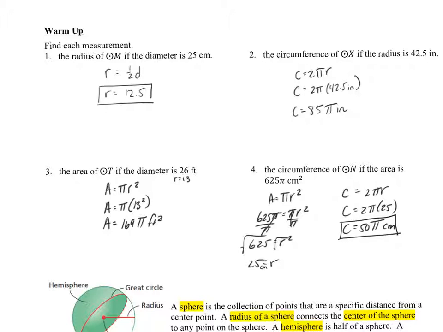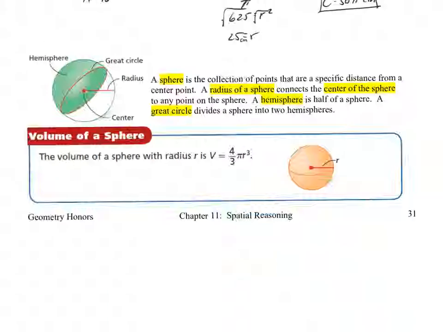So number 1, the radius is 12.5 centimeters. Number 2, I got circumference is 85 pi inches. Number 3, area is 169 pi feet squared. And number 4, the circumference was 50 pi centimeters.